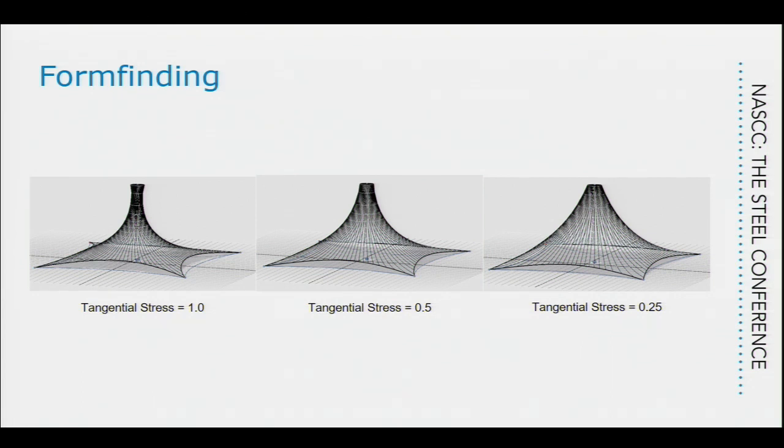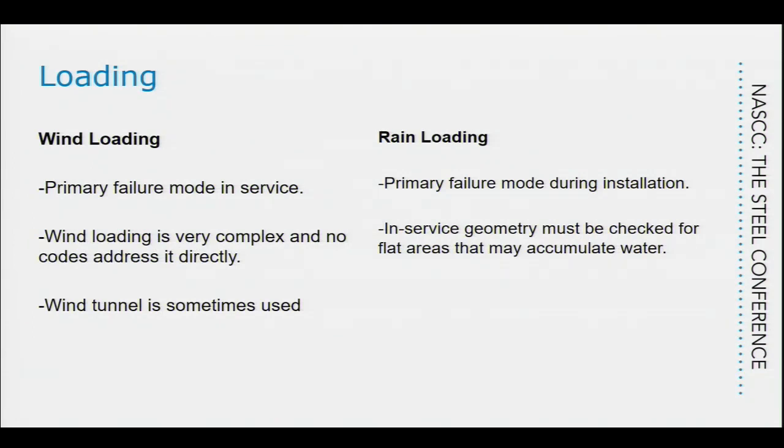So once we establish a shape that you like, we go through iterations, and you say, that's what I want it to look like in the end. Then we have to start loading it, and like I said, a lot of the codes are not geared towards membrane structures. A lot of times we use wind tunnel testing if the project is large enough, but sometimes you have smaller projects that don't warrant a wind tunnel test.